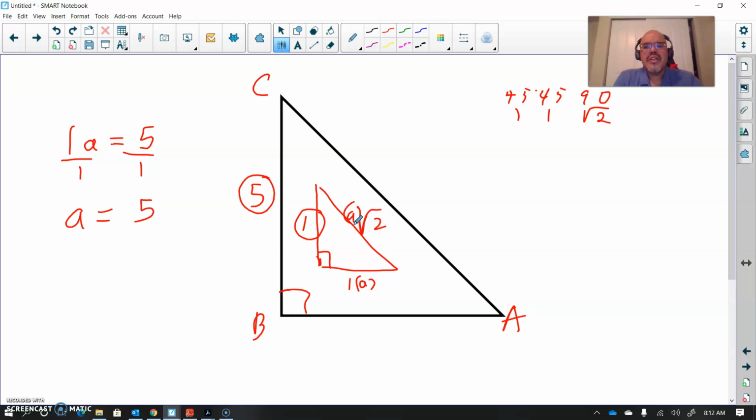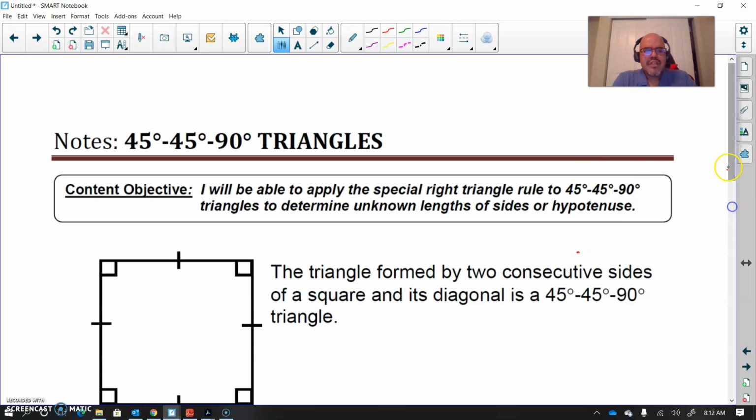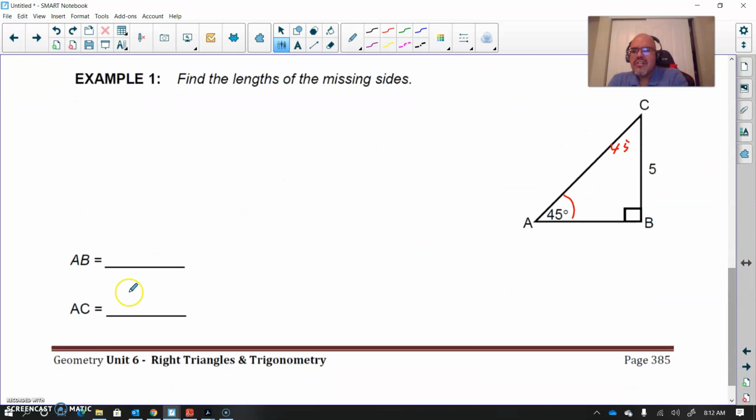So this would be, let me see, for AB, that's going to be 1 times 5, which gives me 5. And for the other side, that's going to be 5 times the square root of 2. And that's my answer. So AC was 5 square root 2, and AB was just simply 5. I know it's a simplified way of thinking about it, but that works for us.